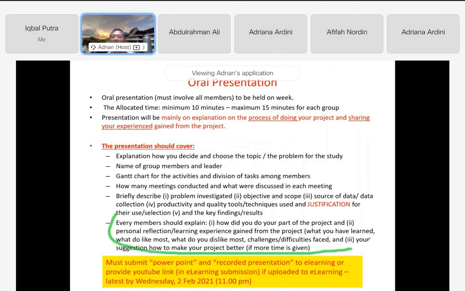The material in your PowerPoint can include the material of your projects. But we don't want you to read the PowerPoint. We're not sure whether you understand or not. But this explanation is evidence that you really do your projects. Any question?